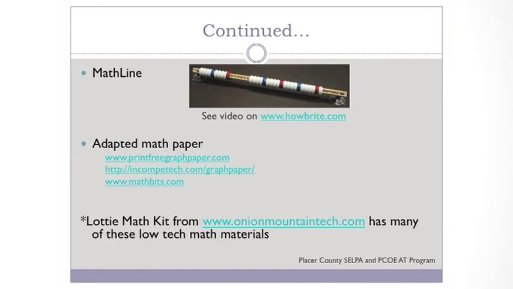MathLine is a product from Wright, which is a great product. Adapted math paper. There are a lot of math papers out there downloadable from different websites. And at Onion Mountain Tech, they have a lot of low-tech math kits, as well as a lot of other low-tech items.